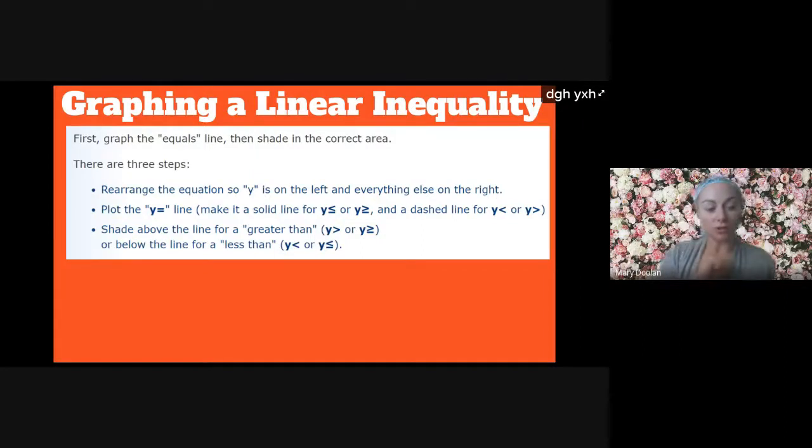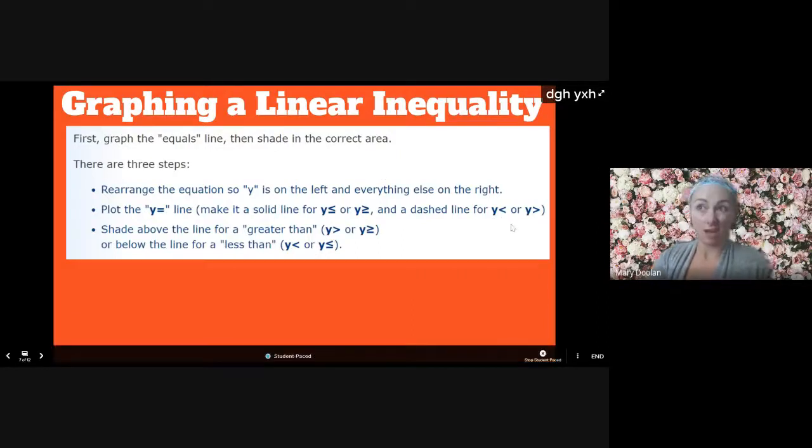You would have a closed circle when you had the greater than or equal to or less than or equal to, because it includes the point. Same thing with the line. It's solid because it includes the line. Whereas if it was less than or greater than, we had an open circle because it wasn't including the point. And that's why the line is dashed here. It's not including the line. So you could think of it like that.